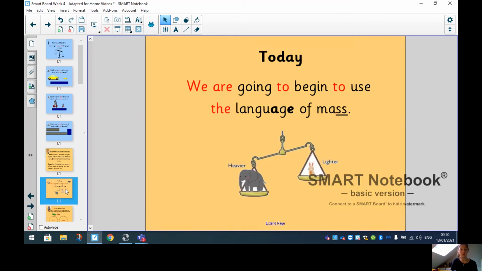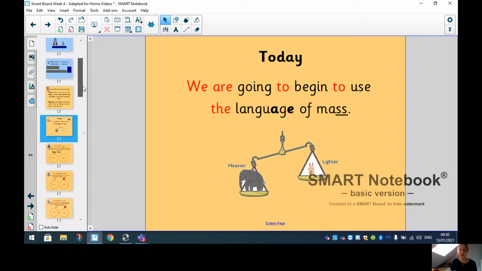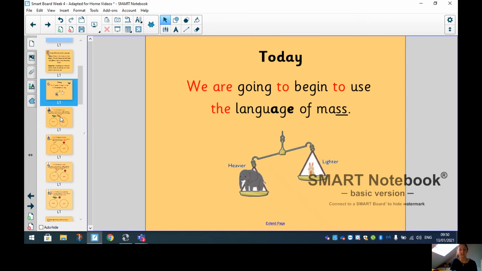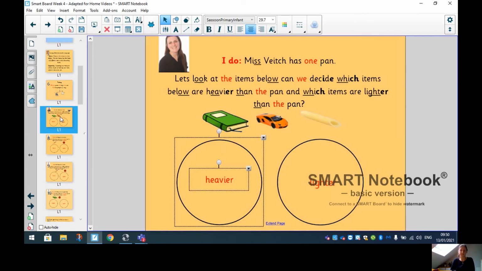Okay, let's have another look at our learning objective today. We are going to begin to use the language of mass. So today we're going to have a look at the words heaviest and lightest. Let's have a look at what we're meant to do today.